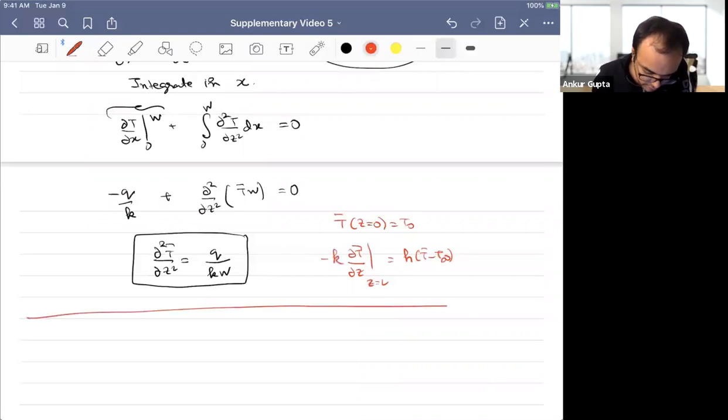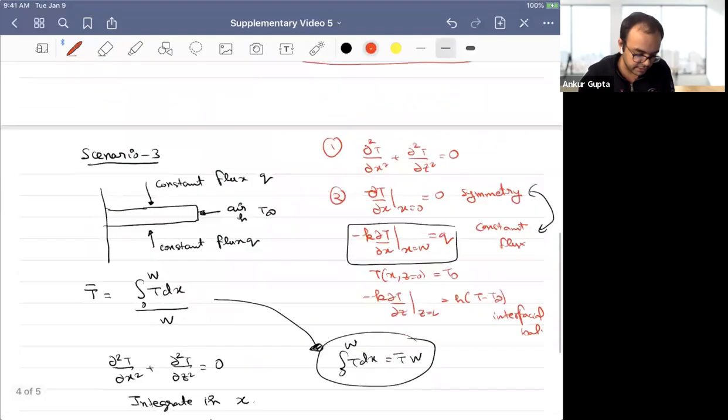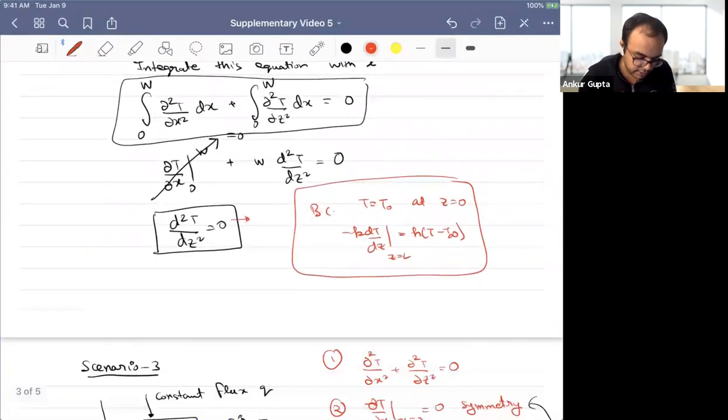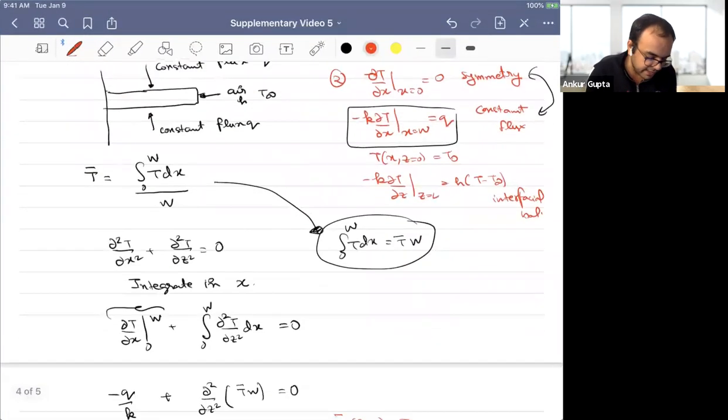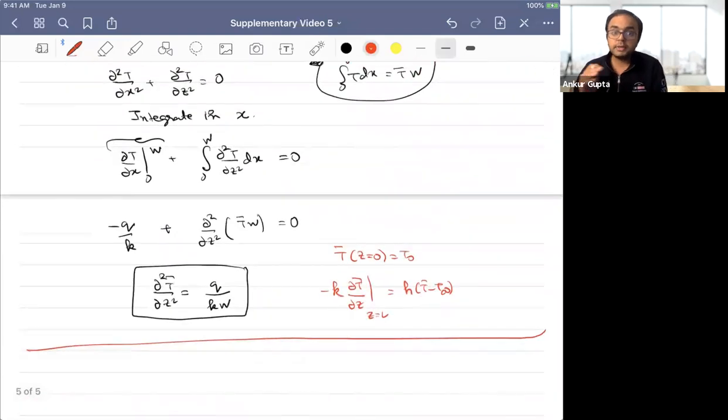So now, first note, if q is 0, we get back to the same equation which we had in scenario 2, when we said it's insulated. Now it's a constant flux. By defining this average temperature, we are still able to find a 1D equation with boundary conditions, but there is a dependence in the other direction. Just that we are ignoring it, we are averaging it out.